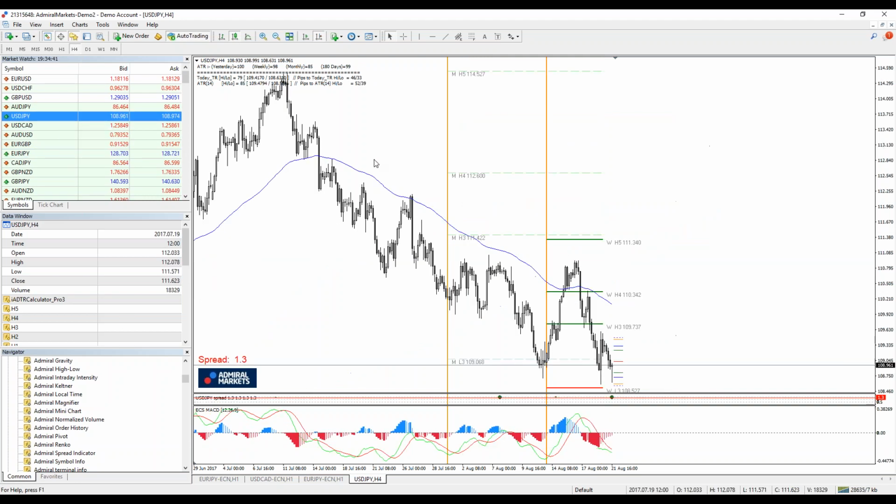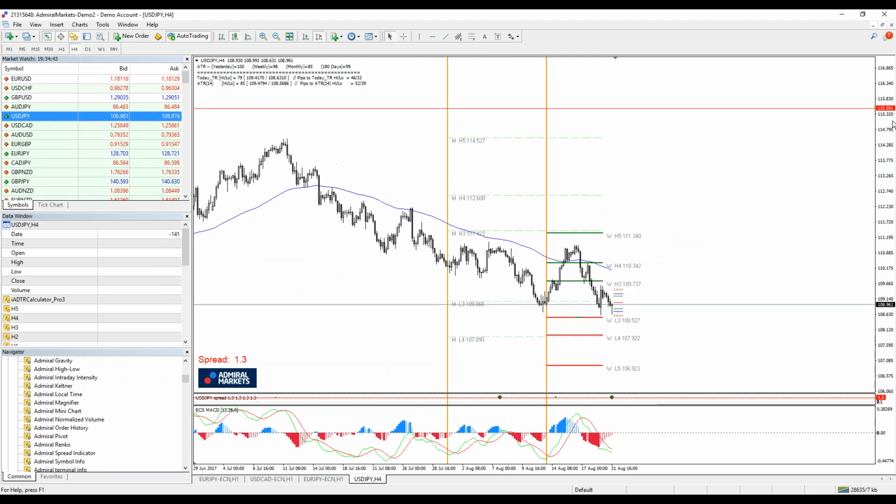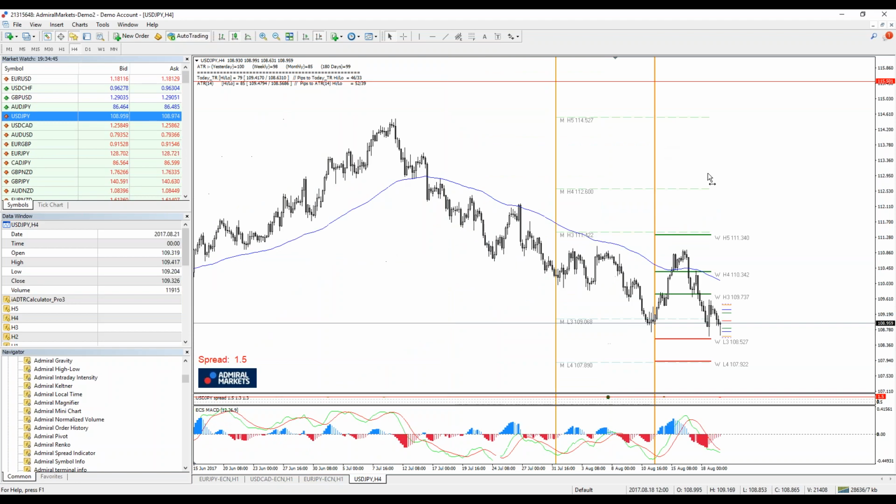Question about dollar yen. Downtrend on dollar yen. You see price is again rejecting from weekly L3. This is the power of naked Camarillas. You see how price is rejecting from weekly L3. This is very, very nice, really.